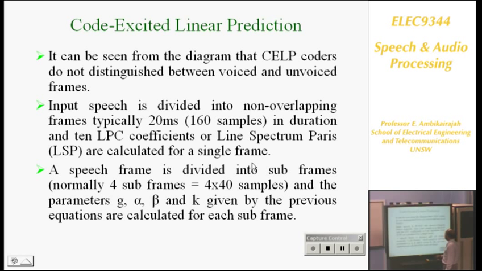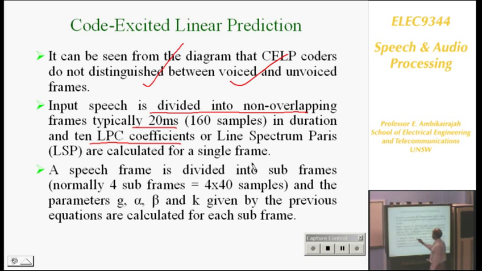So it can be seen from the diagram that the CELP coders do not distinguish between voiced and unvoiced. You don't know whether it's voiced or unvoiced. Automatically, you just keep calculating every 5 milliseconds. Input speech is divided into non-overlapping 20 millisecond frames, 160 samples in duration, and 10 LPC coefficients are calculated, and you can convert them into line spectra.